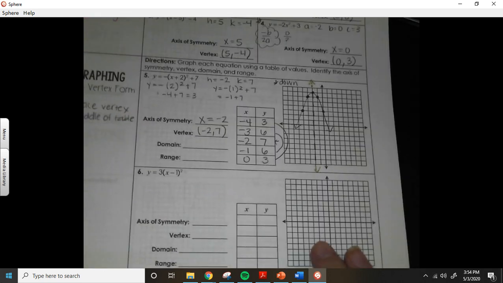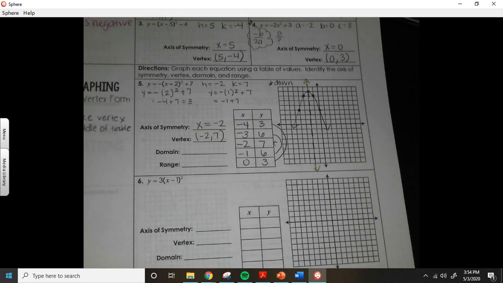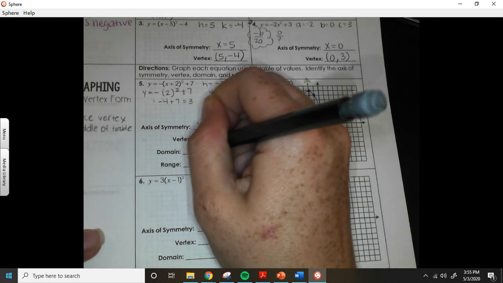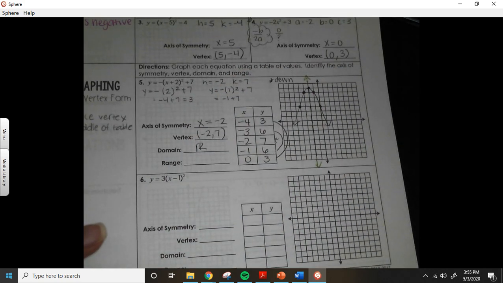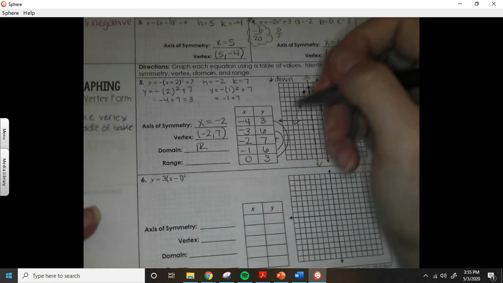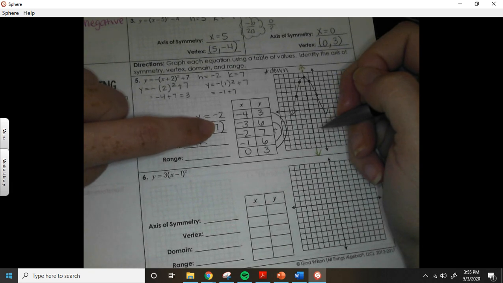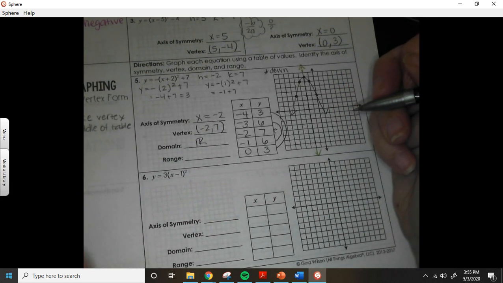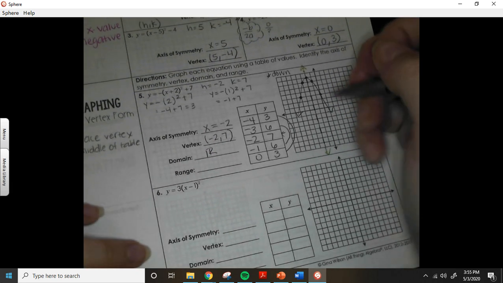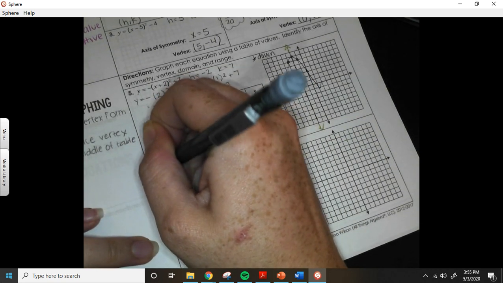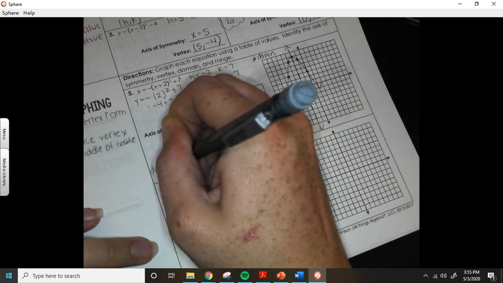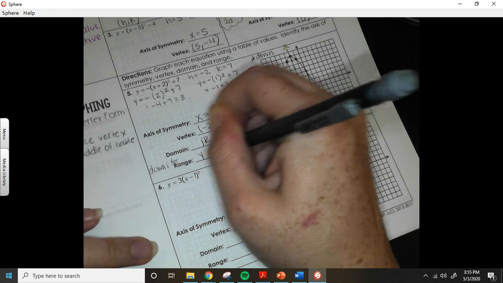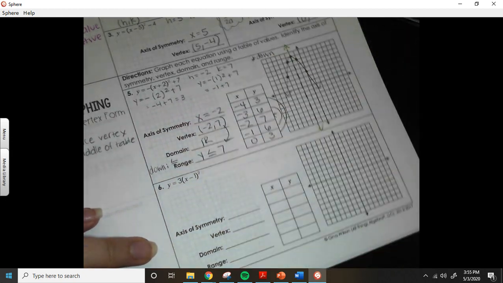Okay, there's your graph. Domain, more often than not, all real numbers. And then your range. Your range will always be greater than or less than your y value of your vertex. Since this parabola is opening down, this is going to be less than or equal to. So y is going to be less than or equal to that 7.